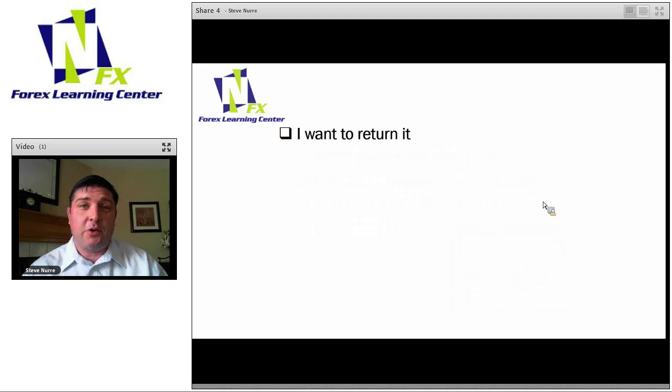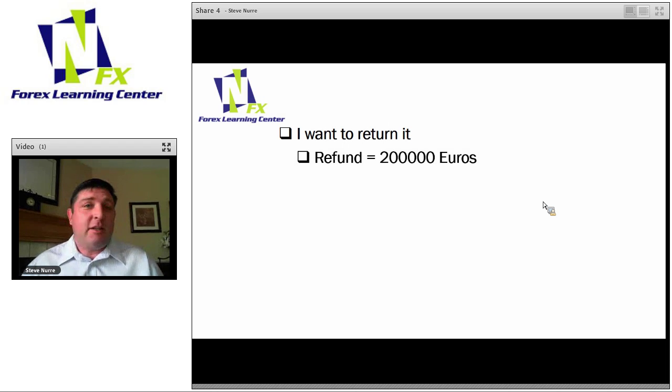Let's say I want to return it. Let's say it gets delivered to me and there's a scratch on it, or I don't like it, and I'm really mad as a consumer, and I call up the Italian manufacturer and I say, hey, look, this has some dents in it. You were responsible for the shipping. I didn't take ownership until it was delivered to me. So I want to return this Lamborghini. This is hypothetical, remember. So I want my refund, and the Italian manufacturer says, yes, we'll refund you 200,000 euros.